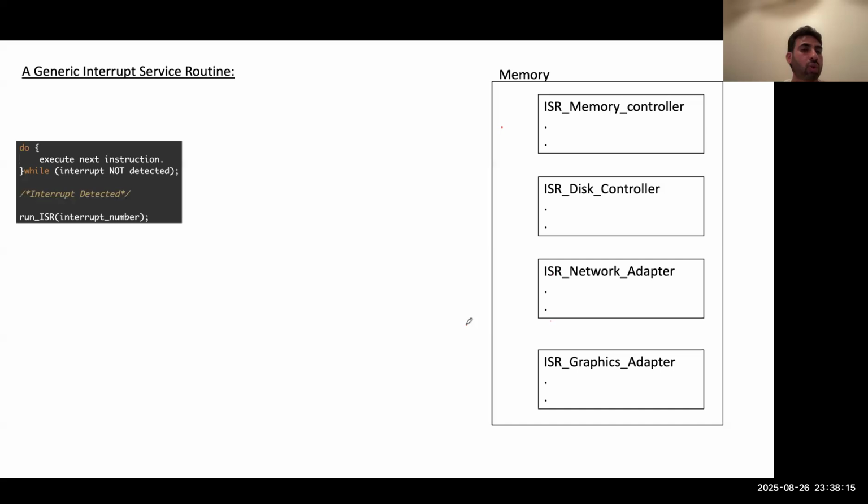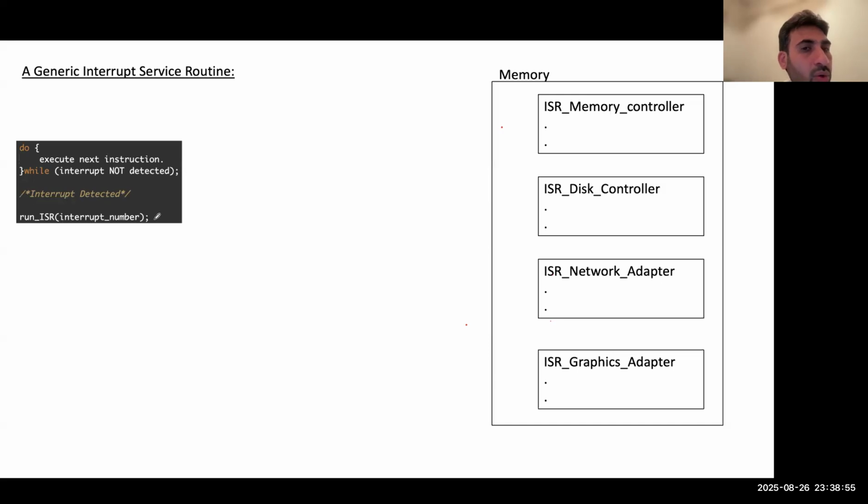So this is a pseudocode of what a generic interrupt service routine looks like. Let's say you are waiting for an interrupt to happen. You execute the next instruction and check while the interrupt is not detected. If the interrupt request line is not activated, it means there is no interrupt, so you keep executing the next instruction. But once the interrupt is detected, then you transfer the control to this.